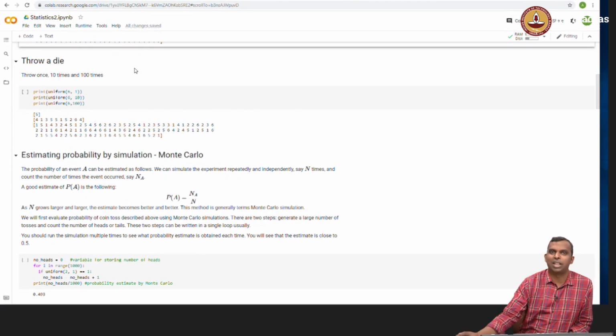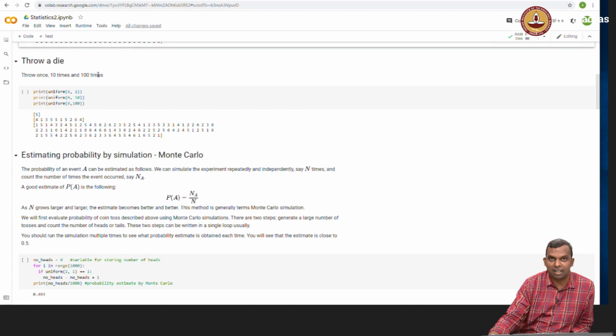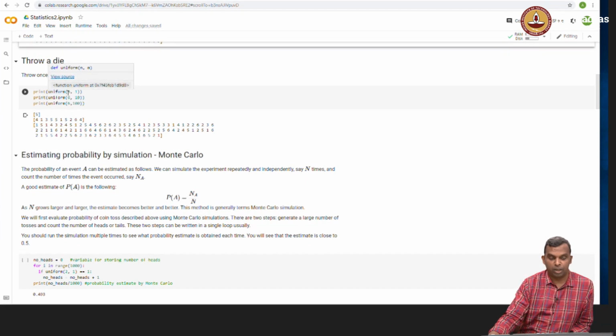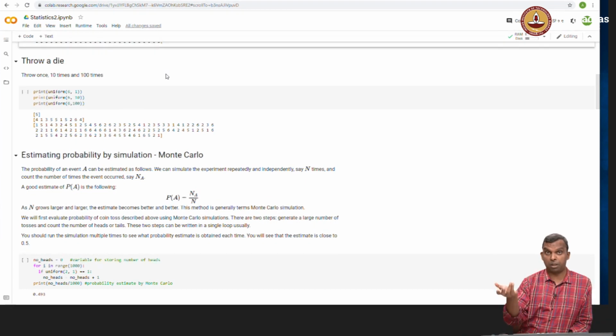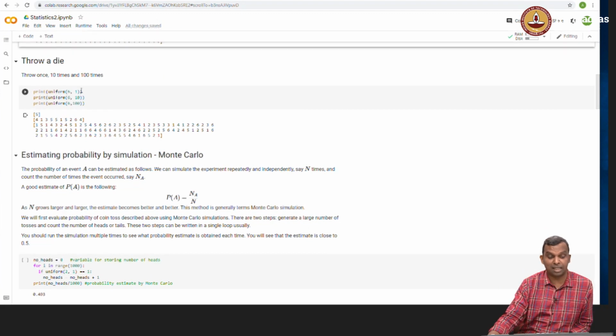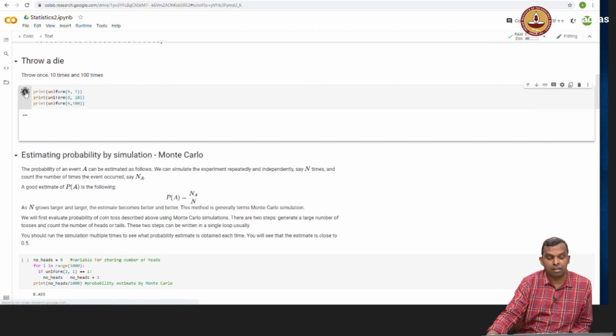We've been doing die-throwing calculations for so long, right? So here's throw a die. You could throw once, or 10 times, or 100 times, exactly similar to before. Now notice all I've changed here is uniform 6, 1. In a die, I know there are 6 possible outcomes, all of them uniform. So all I need to do is make uniform 6, 1, and I have my die. It's very simple. I can throw the die once, 10 times, 100 times, and off you go.